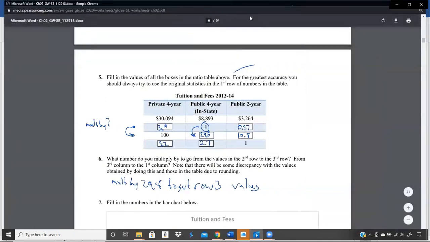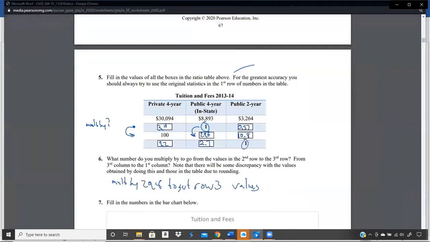Back to annotate. So we're starting in the third column and we're going to the first column. So this 1 points to the 9.2, which is the multiplier. So that's the second part. So from the third column to the first column, that's what I'm answering now. You would multiply by 9.2.